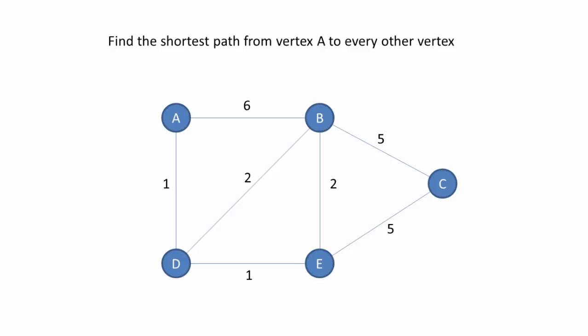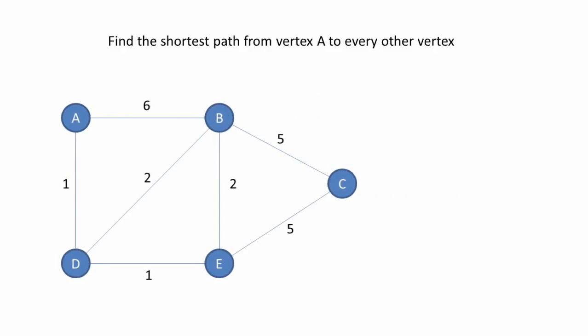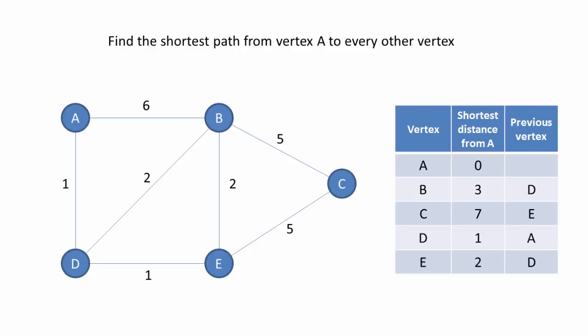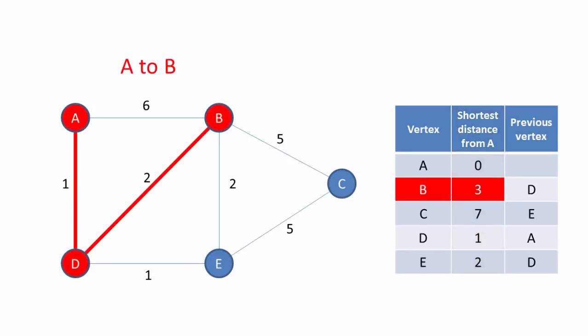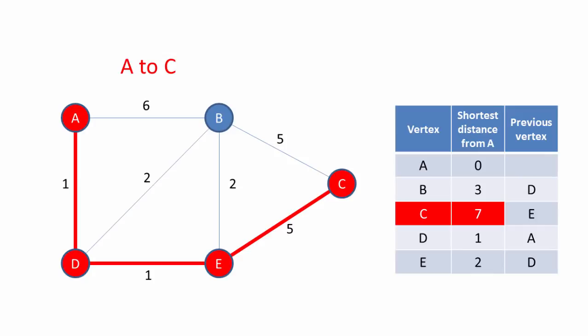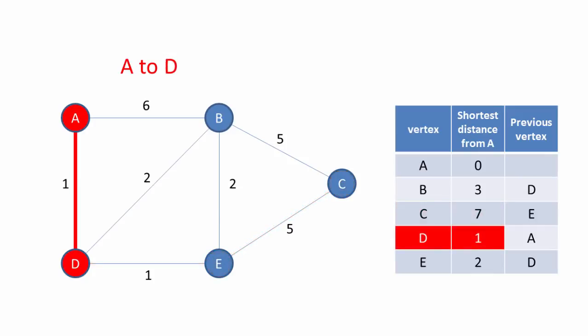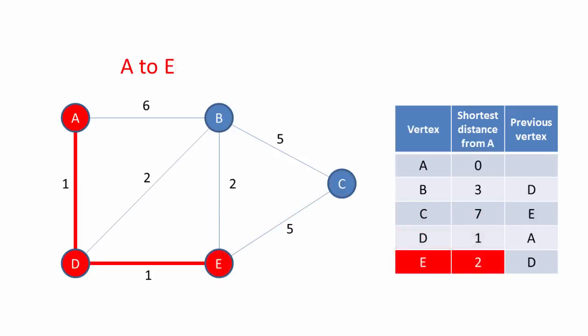Our objective is to find the shortest path from A to every other vertex. Once it has run, Dijkstra's algorithm will generate this information, which includes everything we need to know. We have the shortest total distance from the starting vertex to all of the other vertices. The total shortest distance from A to B is 3. From A to C, it's 7. From A to D, 1. And from A to E, it's 2.